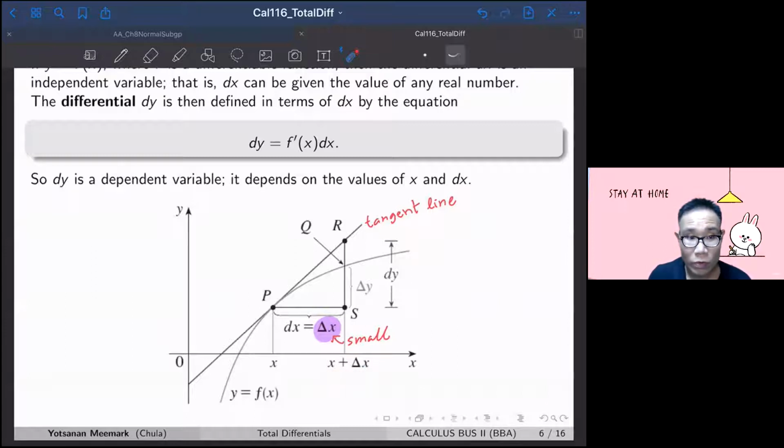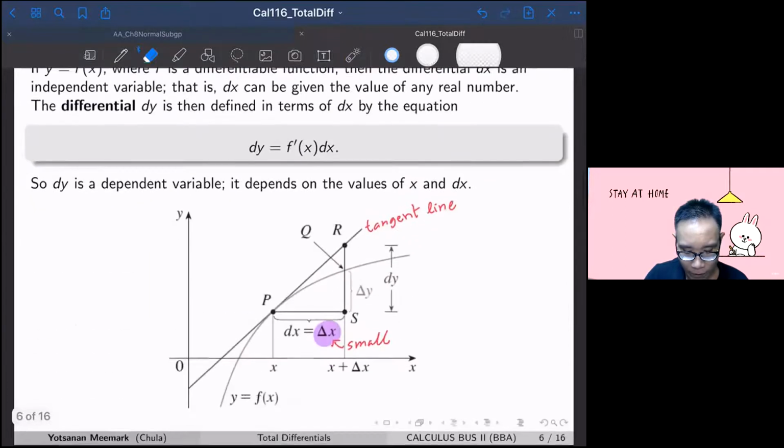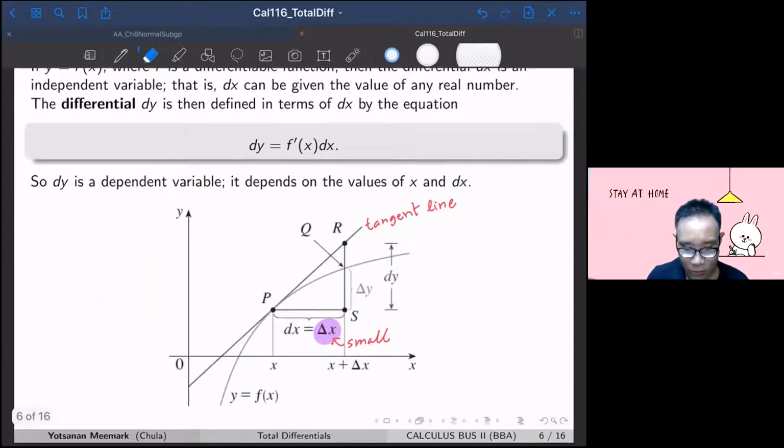And the way to obtain the thing called the differential. The differential turned out to be just like the slope of the tangent line. So you're going to have the differential given by dy equal to f prime x dx. This one comes from basically the point slope form, and this guy has a name called the differential.